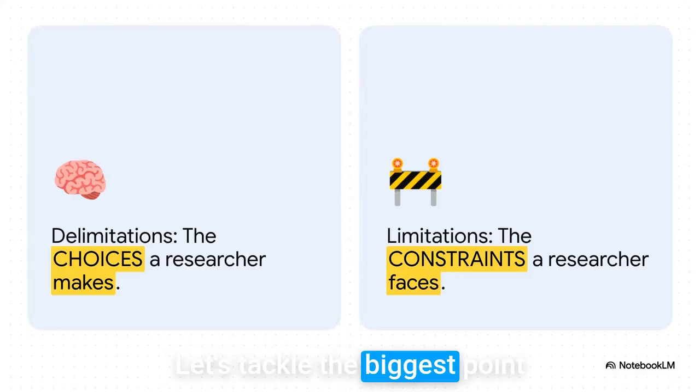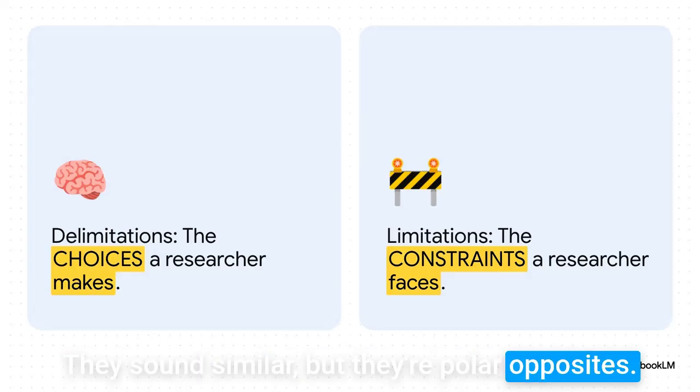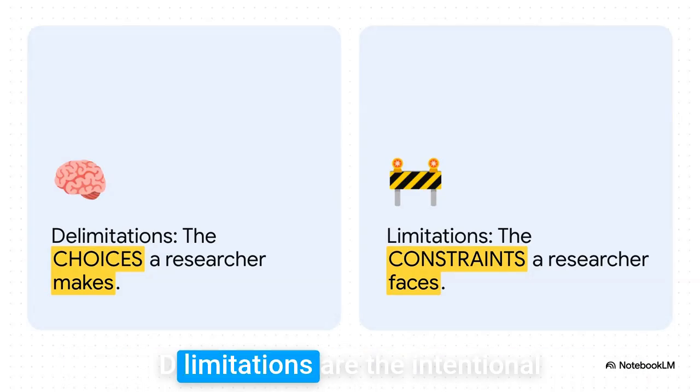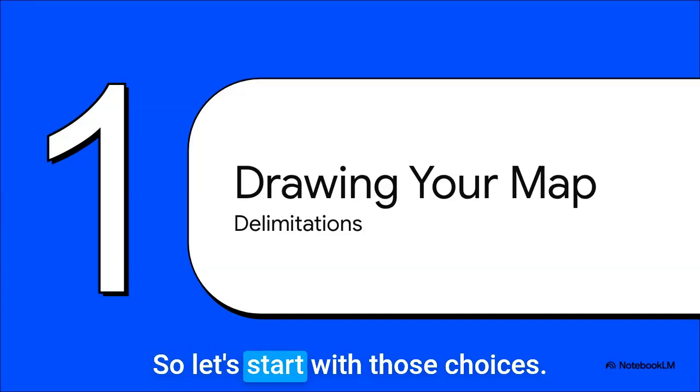Okay, let's tackle the biggest point of confusion right up front: delimitations versus limitations. They sound similar, but they're polar opposites. Just think of it like this. Delimitations are the intentional choices a researcher makes. Limitations are the constraints they have to deal with. One is about control, the other is about everything you can't control. So let's start with those choices.